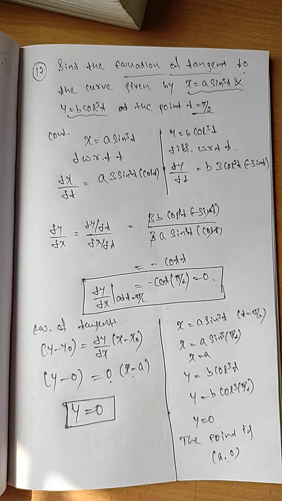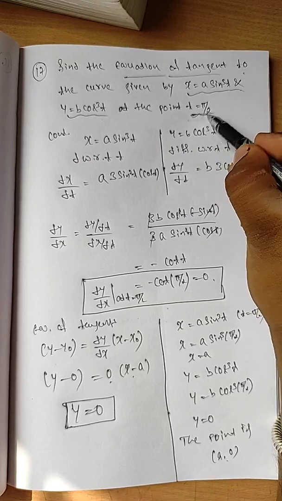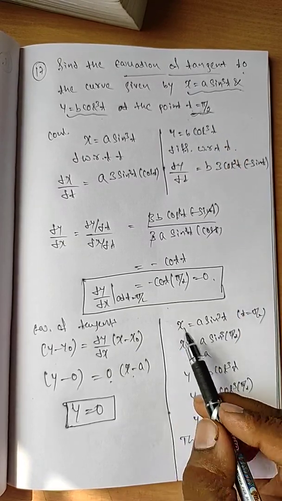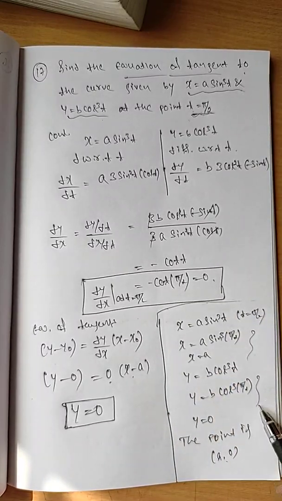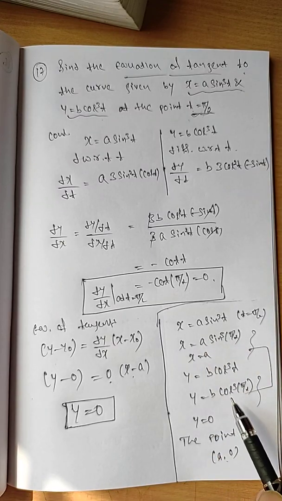So what is new in this problem? The point is not given in the form of x and y, it is in the form of another parameter t. So we are finding the point in the form of x and y. This is a new thing here. Is it clear?